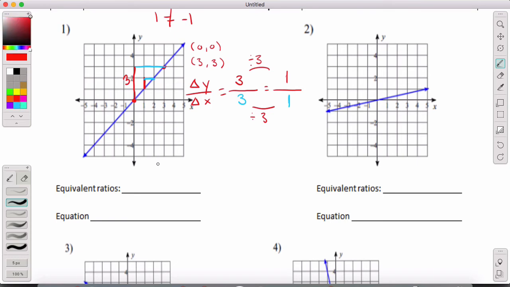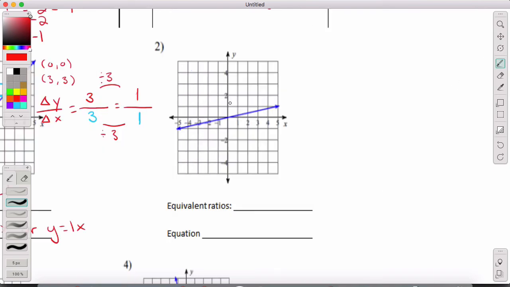So our equivalent ratio is 1 over 1, and then our equation will be y equals, I'm going to take my simplest ratio, y equals 1 over 1x, or you could write y equals 1x. That works too.